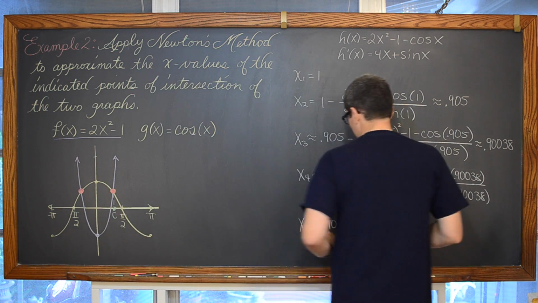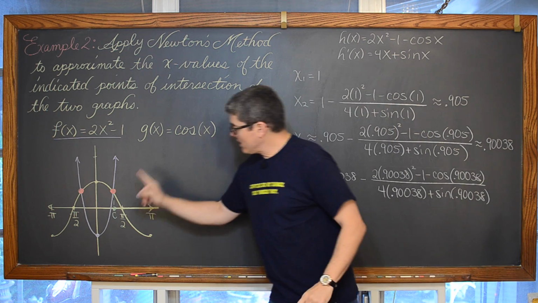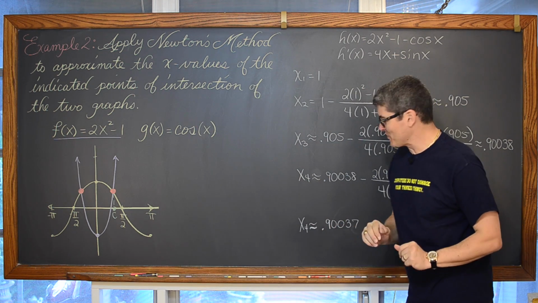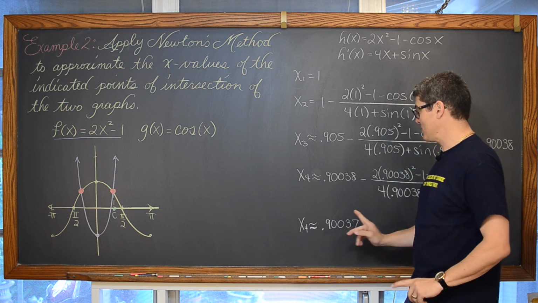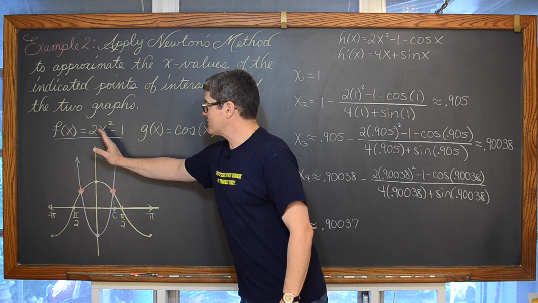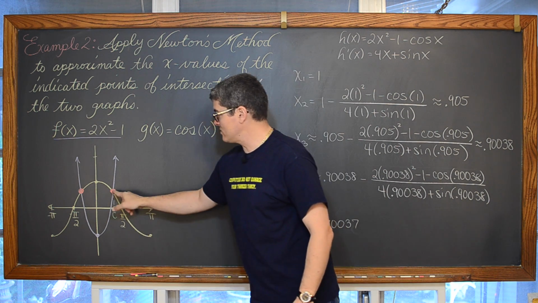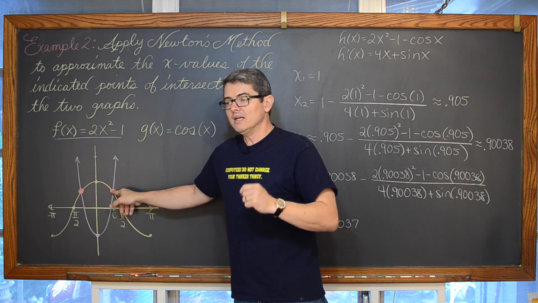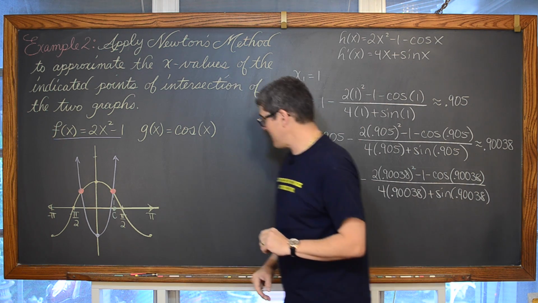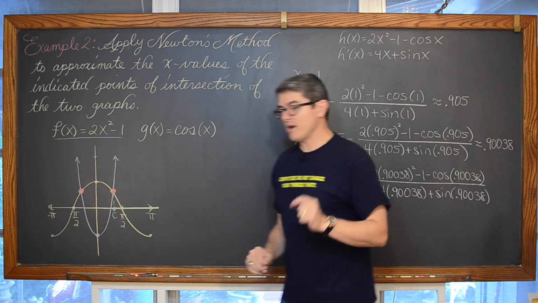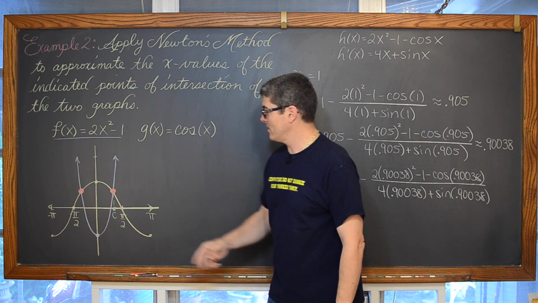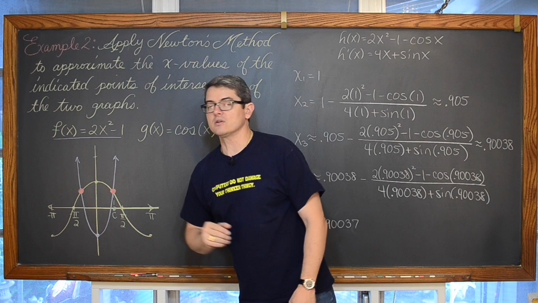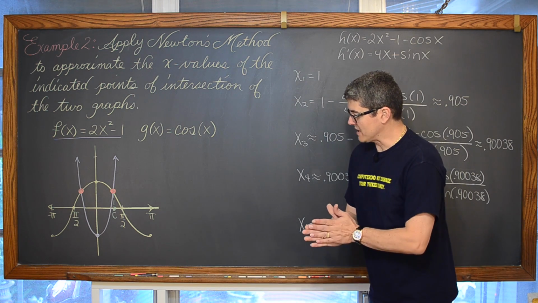Now, that means that when you plug 0.90037 into this function f of x and g of x, if your calculator is in radian mode, you're going to get, basically, they won't be exactly the same because this is just an estimation, but a very accurate one. You should be getting very, very close to the same y value from each of these functions. So at that value of c, these functions are effectively intersecting.